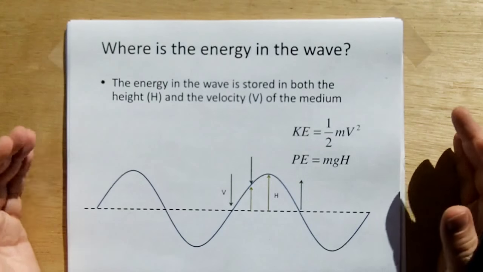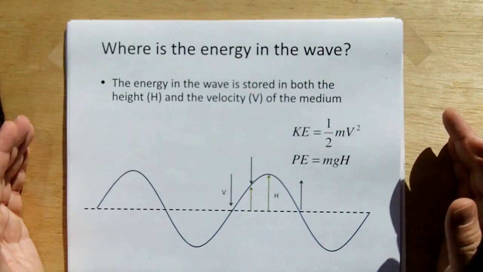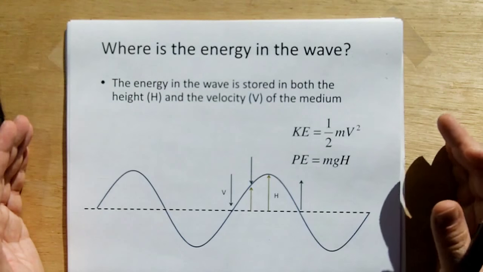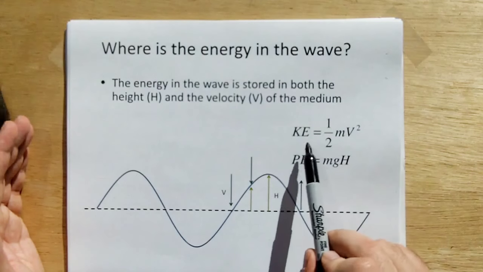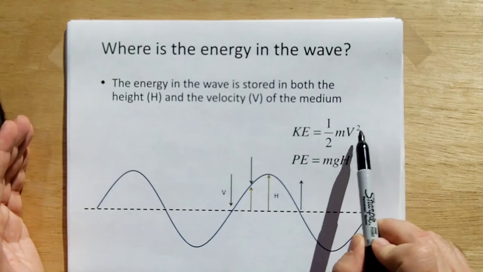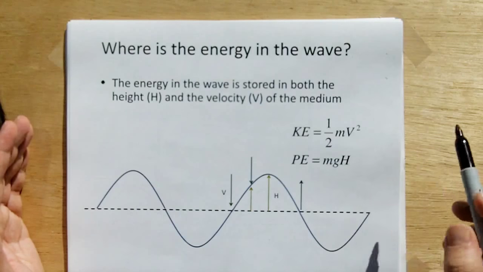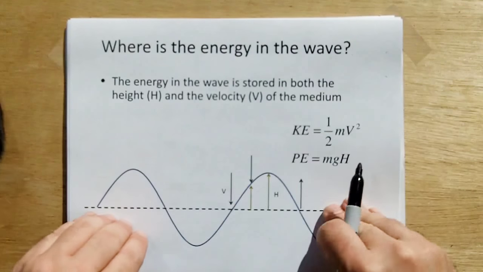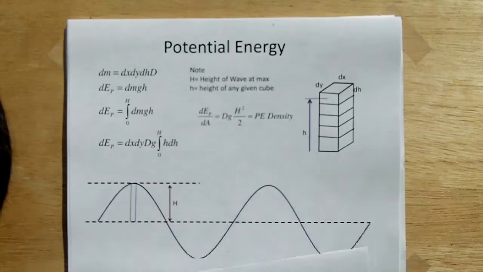In water waves, the energy in the wave is stored in both the height and the velocity of the medium, where the kinetic energy would be 1/2 mass times velocity squared, and potential energy would be mgh. And we're going to discuss this in more detail. Don't try to figure out this diagram here. So let's look at potential energy.